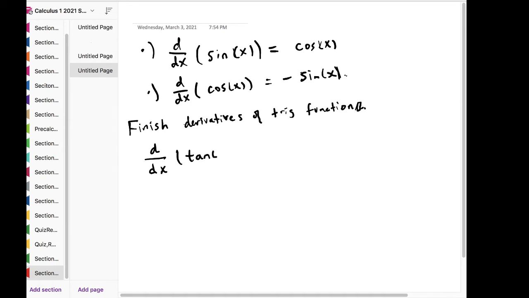And I mean, you could do it with the limit definition, but it might be more expedient. Yes, it'll eventually be secant squared, but we'll show that. We'll prove that using the quotient rule. So yeah, it might be more expedient, instead of using the limit definition to find the derivative of tangent, to develop a quotient rule. So this will be the quotient rule.